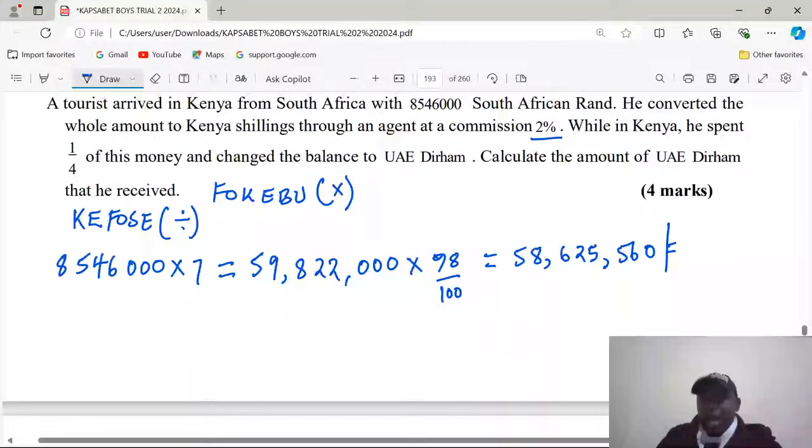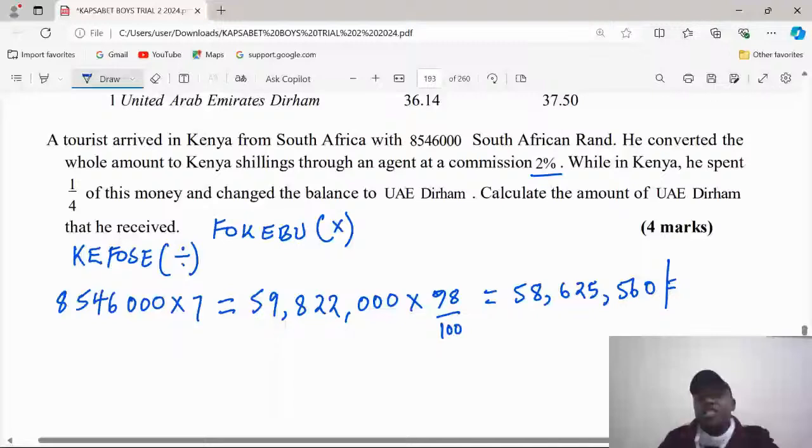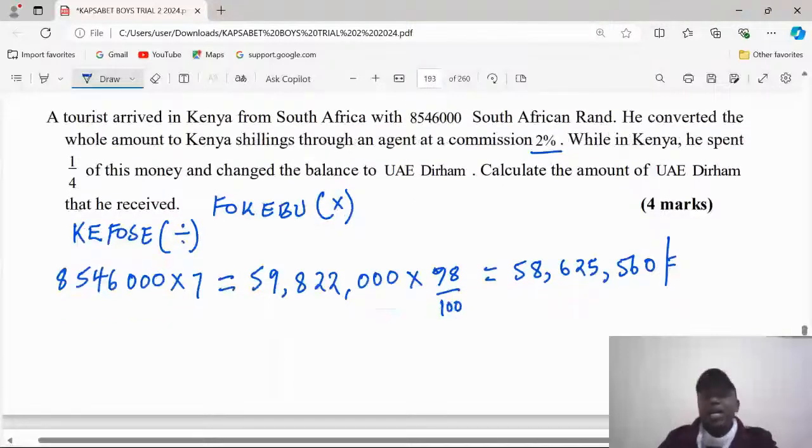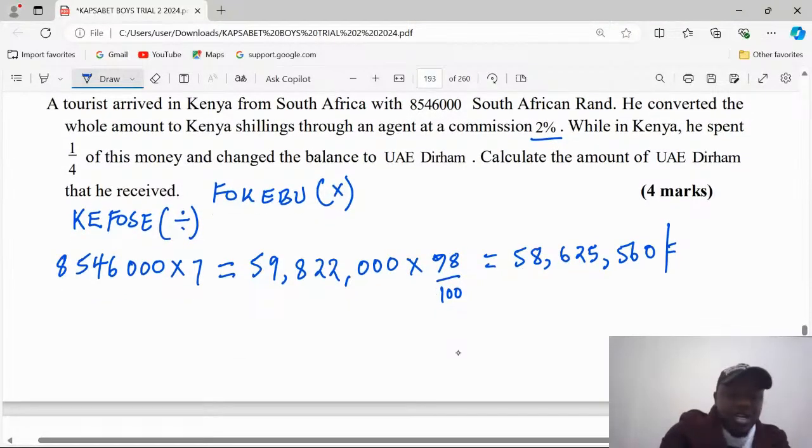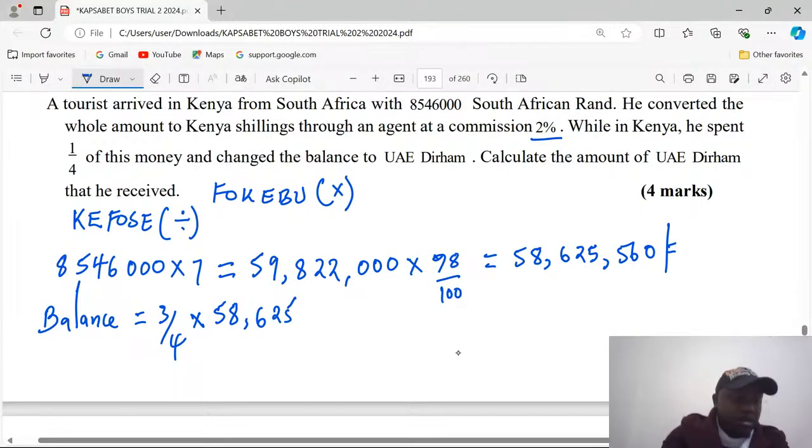Okay, after receiving this amount, while in Kenya, he spent a quarter of this balance. So instead of me calculating the quarter that is spent so that I may subtract to get the balance, I'll go direct to get the balance of 3/4 of this amount. So the balance for this guy is 3/4 of what he had, 58,625,560.